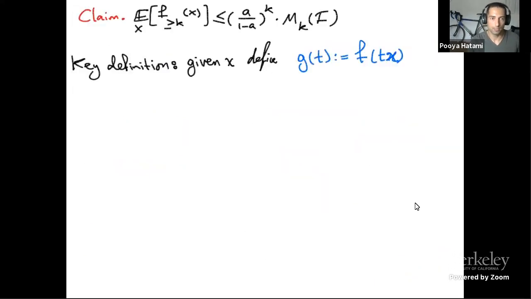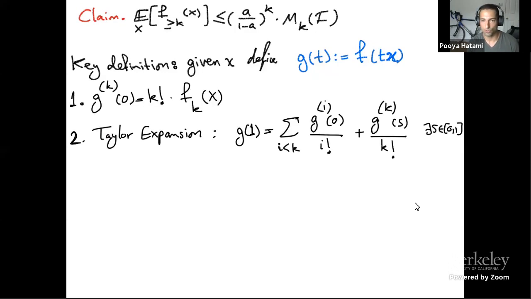So the idea is to make the following key definition: we will define a single variate real function g of t, where g of t is just equal to f of t times x. So let's assume that x is a vector that's fixed, and we define g of t to be f of t times x. And the trick is going to be to take derivatives of this function g. Okay. So there are two important observations.